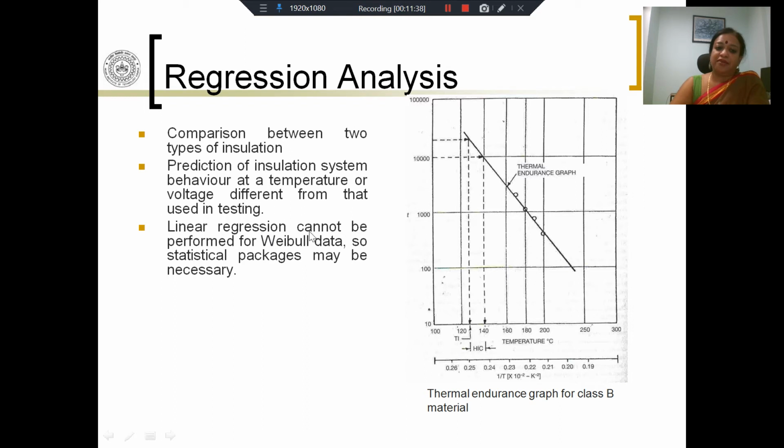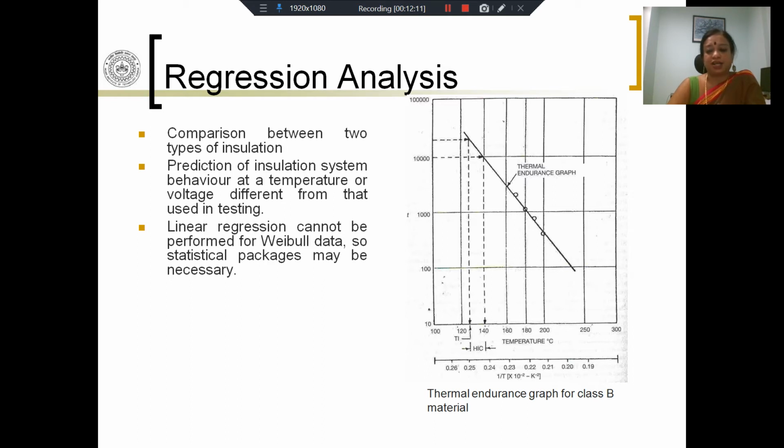But remember, linear regression cannot be performed for Weibull data, and for that we have to use more complicated regression analysis, and there are statistical packages which might be necessary to perform regression analysis with Weibull data. Here I have been talking about extrapolation. I will just say that these statistical techniques are important while working with lifetime data and while we're working with accelerated aging tests.